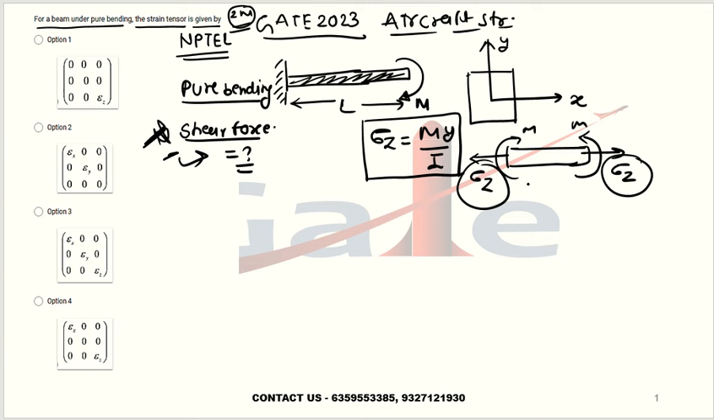Many times in questions you will find this stress called bending stress, or normal stress, or direct stress. These are all three names given to it, and all are the same, there is no difference. I hope you understood up to this point. So when you have a pure bending case, you will get only one normal stress in the z direction. Can you tell me what Hooke's law is?